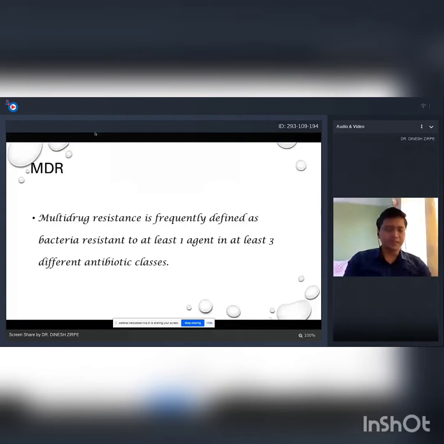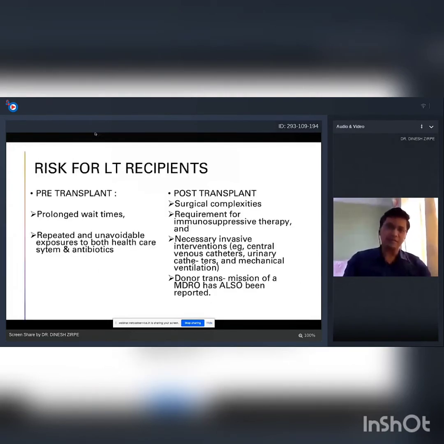So if somebody wants to save lives, or change the world, or have a Nobel award, definitely there is scope for research here. So why is MDR more important in liver transplant recipients? Basically, in pre-transplant patients, there are some limitations. Like with cadaver donors, they have a long waiting time, so they have to go to health facilities repeatedly. Because of that, there is exposure to the healthcare system, and they are repeatedly receiving antibiotics. So that is a limitation.